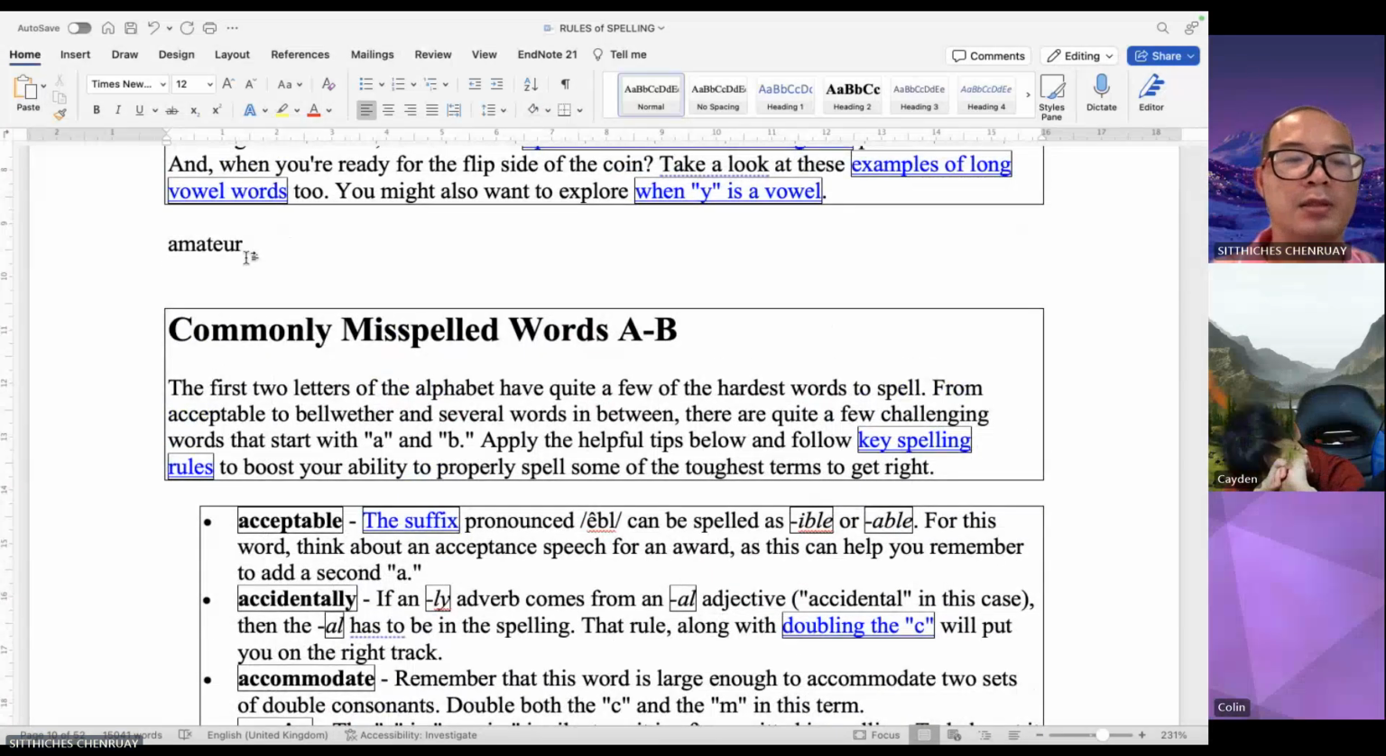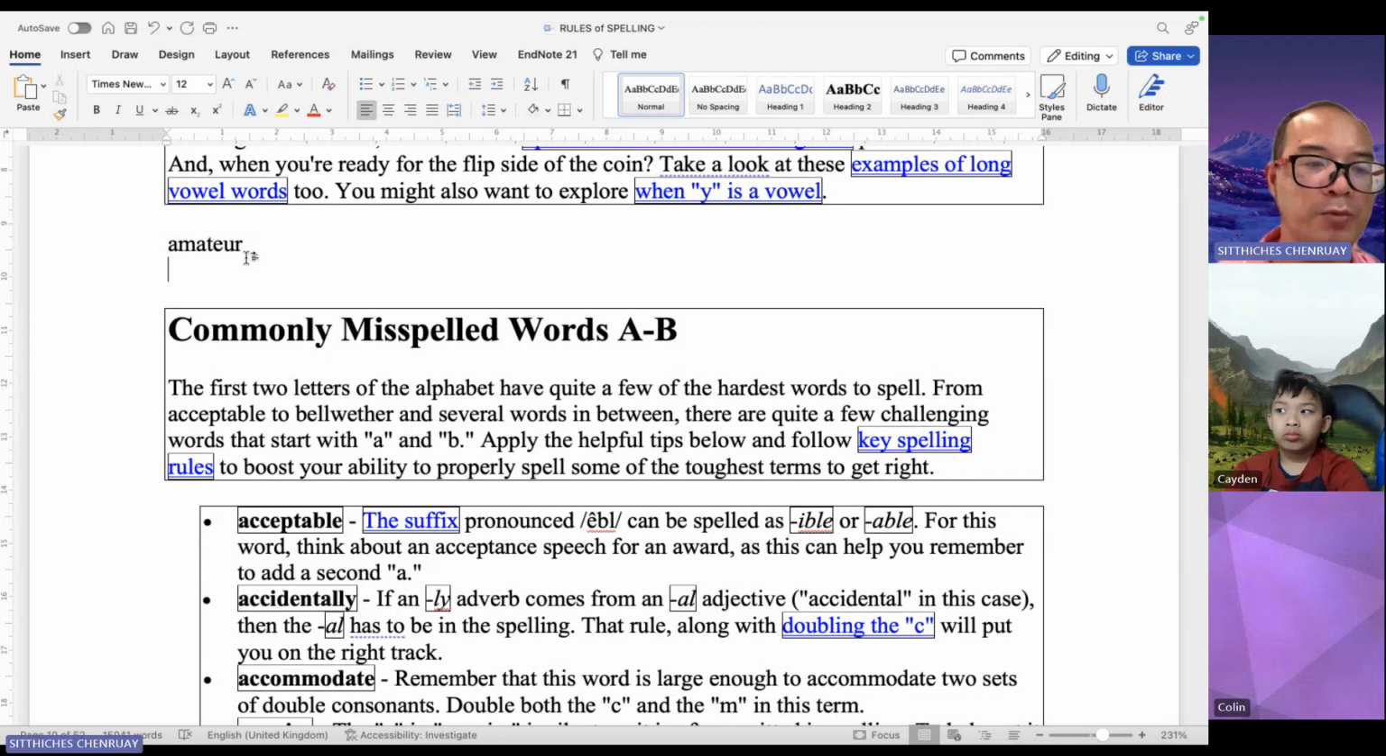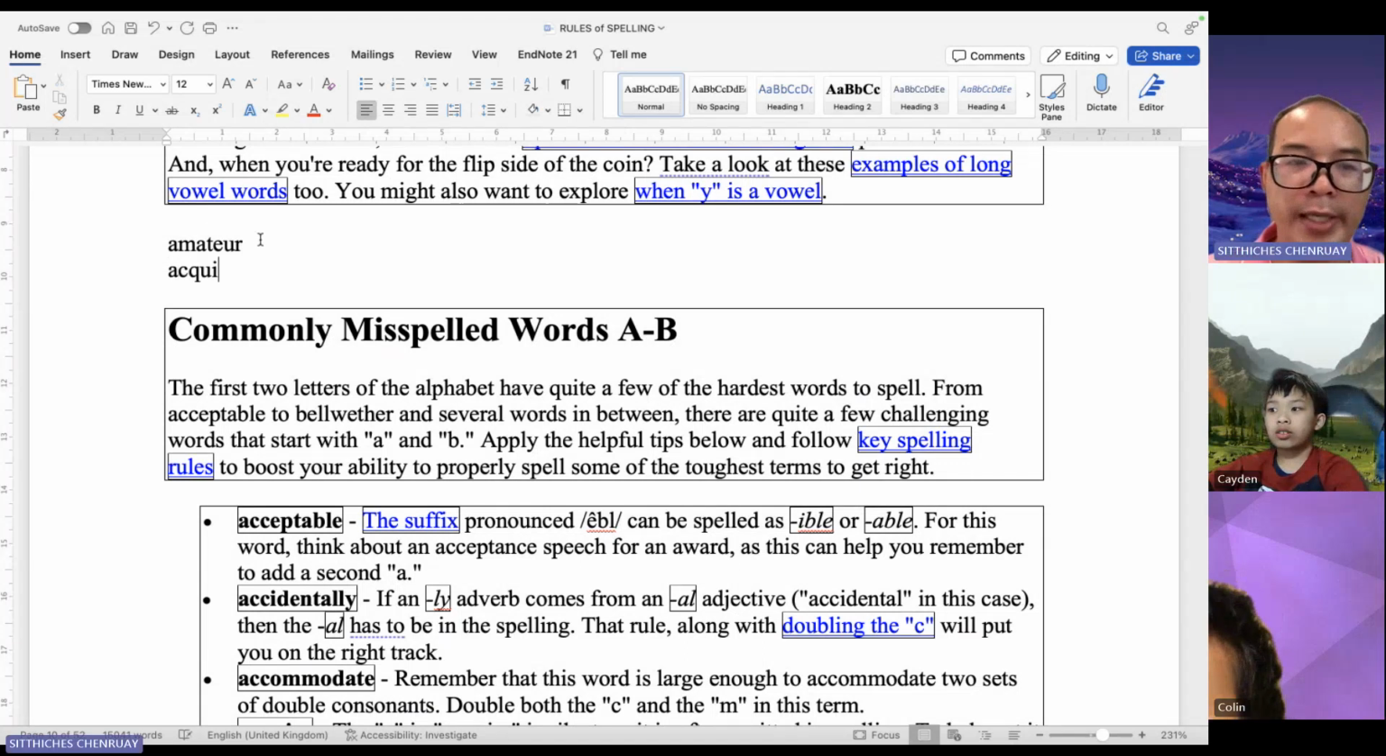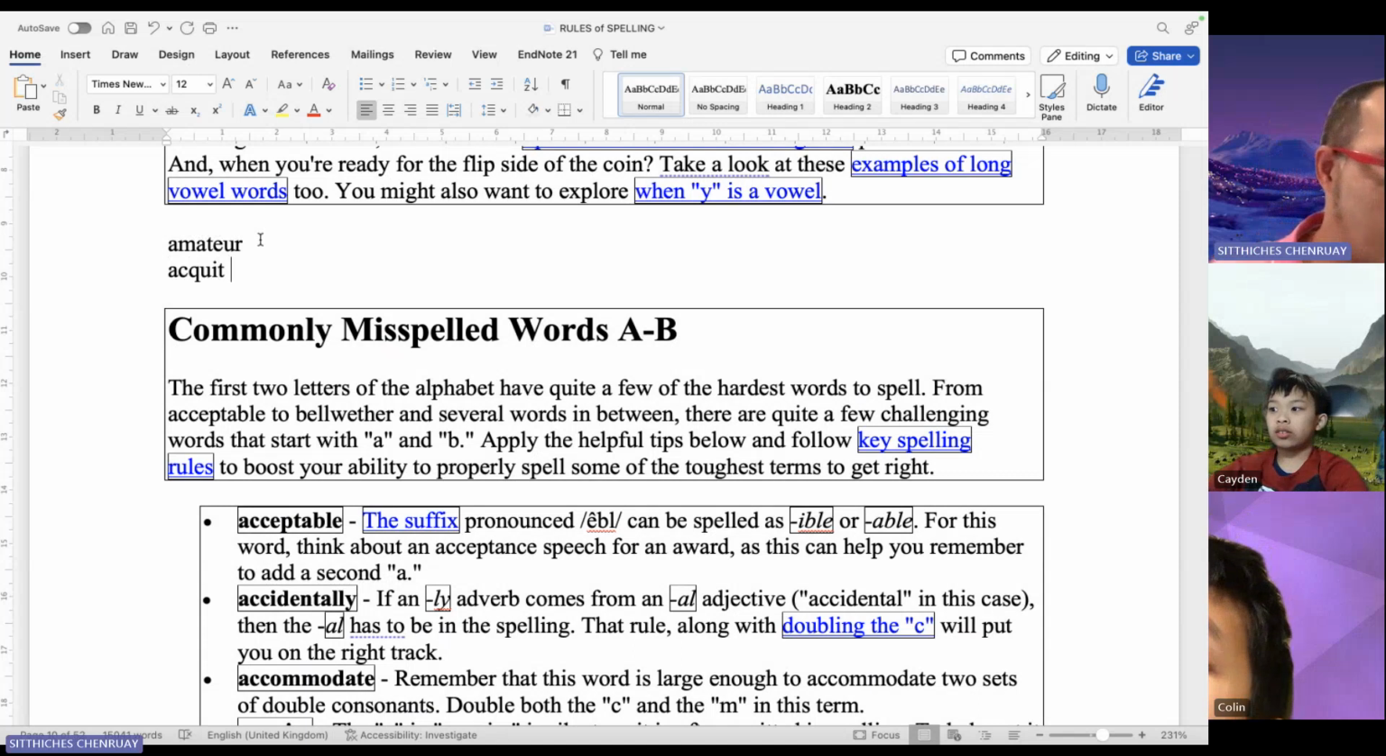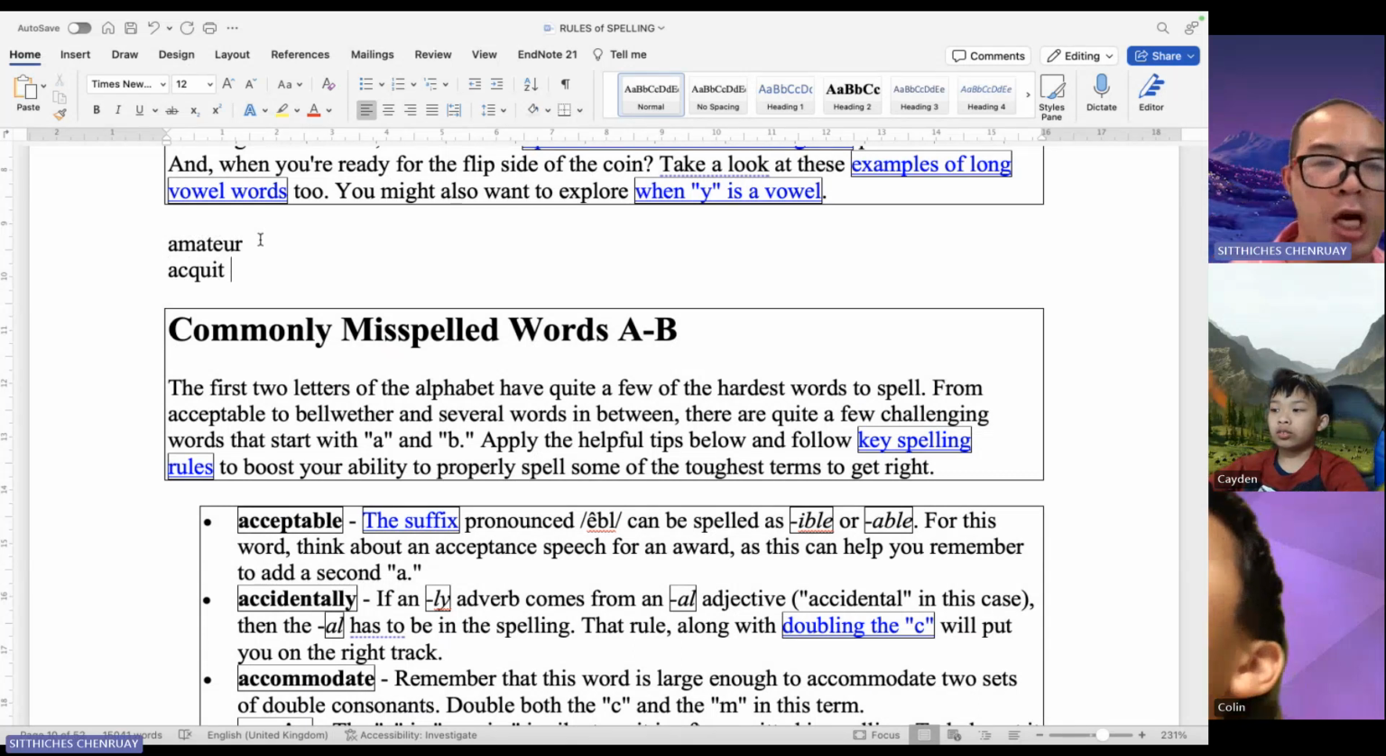Okay, then another word. I want this one. I'm sometimes not very good at pronouncing it, you may not be used to it. Acquit. A-C-Q-U-I-T. Good. Okay, this means free from a criminal charge.